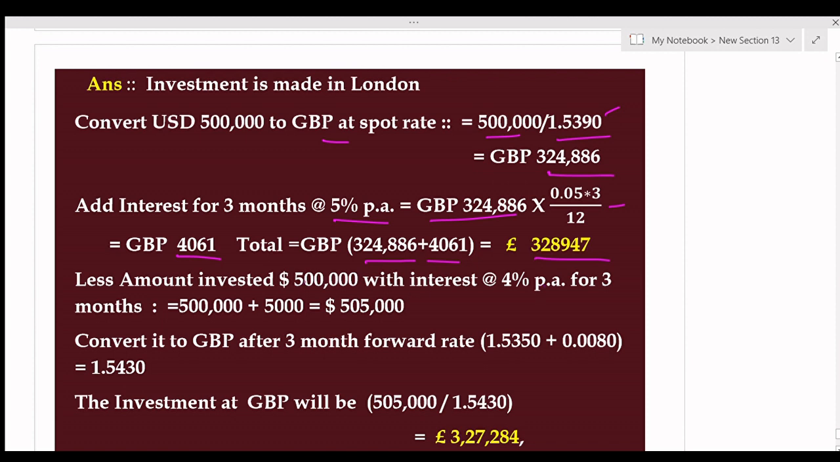Now the cost of the fund: $5 lakh with interest at 4% per annum for 3 months is equal to $5 lakh plus interest, that is 5 lakh 5,000. Convert 5 lakh 5,000 to GBP after 3 months. Forward rate will be 1.5350 plus 0.0080. It is the bid price.